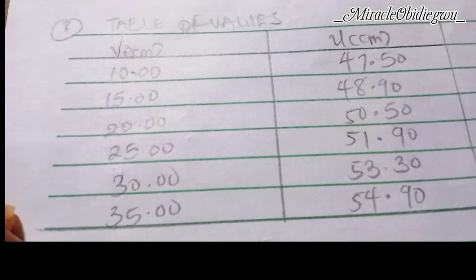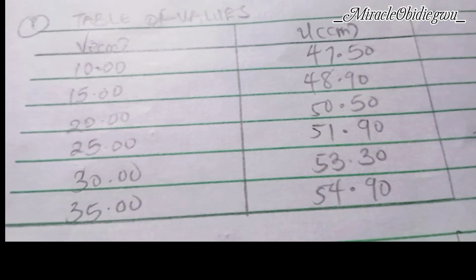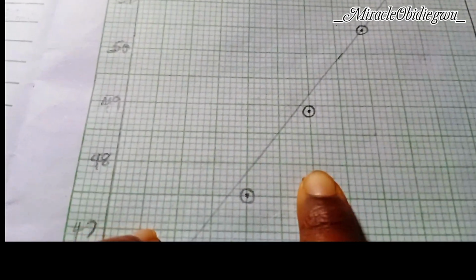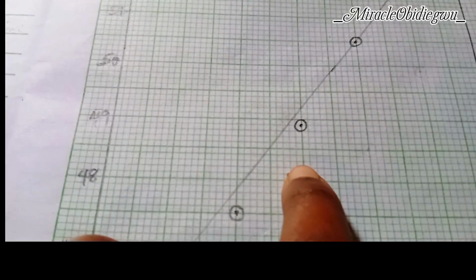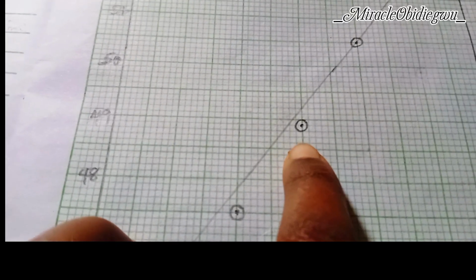Then the second one is 15, 48.90. So this 15, you look for your 48, right? 0.9 is 48, you have 0.1, 0.2, 0.3, 0.4, 0.5, 0.6, 0.7, 0.8, 0.9. So this is how we are going to do it.